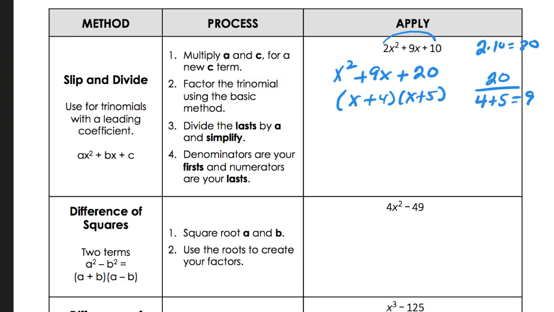Now, we did divide by 2. So we're going to go back, and we're going to divide by 2. And so we have x plus 4 divided by 2 is 2. Now we notice that 5 divided by 2 is not divisible. So you're going to move the 2 to the top. So you have 2x plus 5.